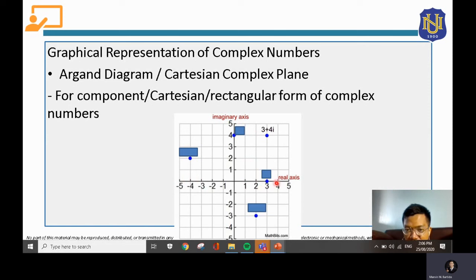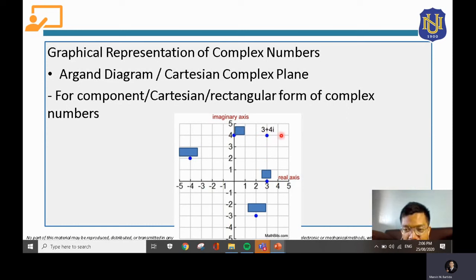So in the real axis, positive 3 is located here. And then the imaginary part will be 4i. From the imaginary axis, your 4i will be here. So tracing those points, that will be located here at this point. So this point is the graphical representation of 3 plus 4i.